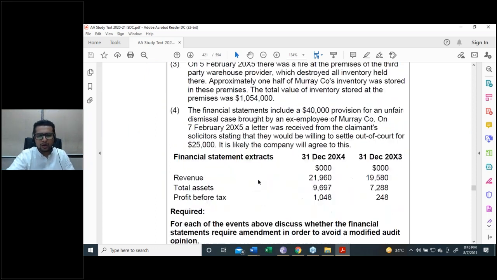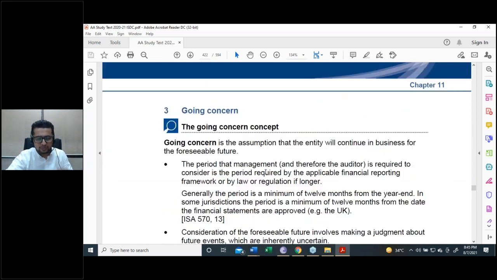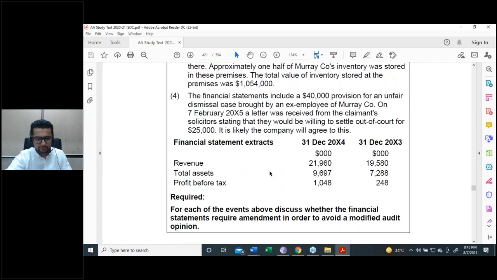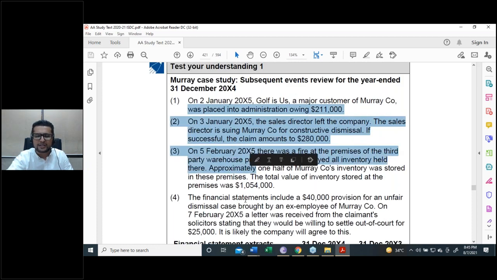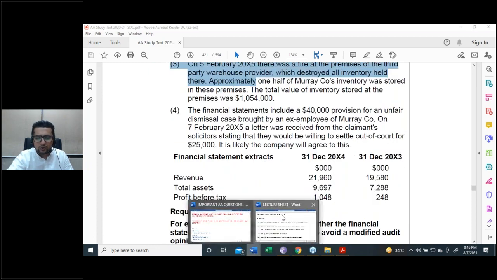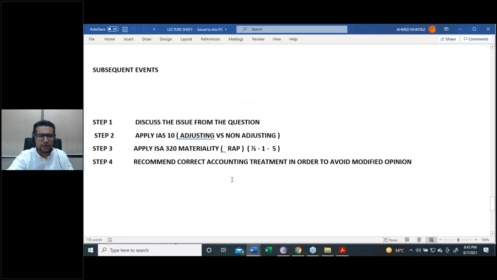Okay, now comes an exam question. For each of the events above, discuss whether the financial statements require amendment in order to avoid a modified audit opinion. Now there are 4 events. How to attempt such questions?